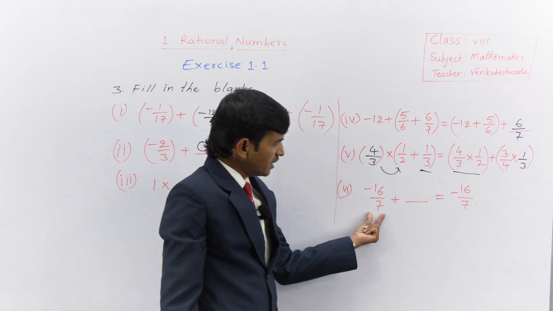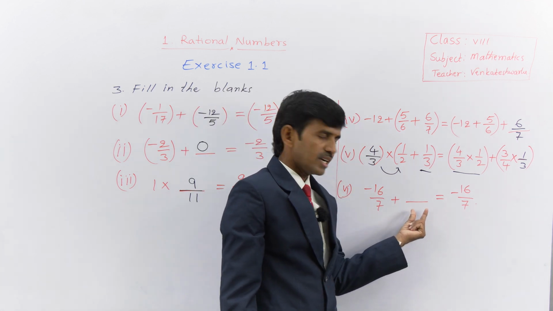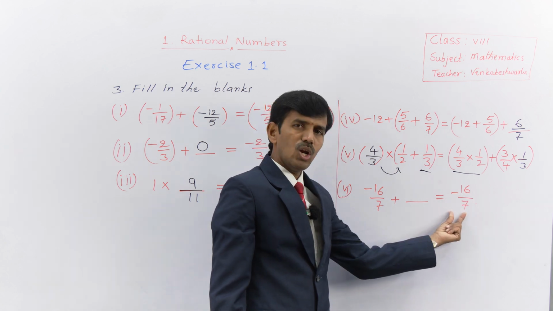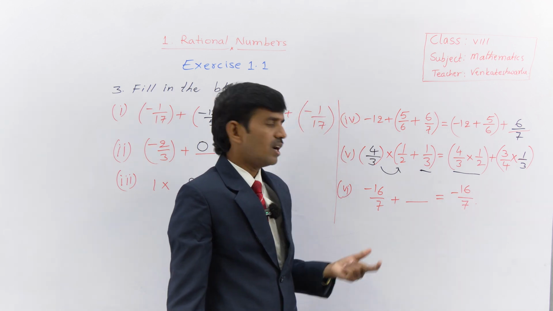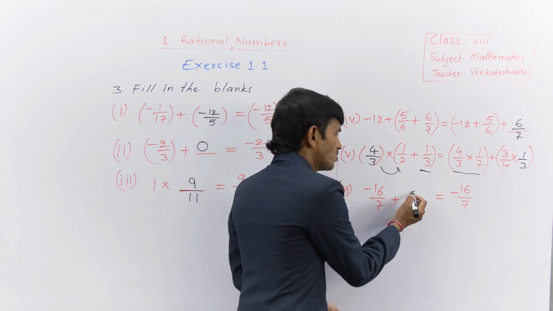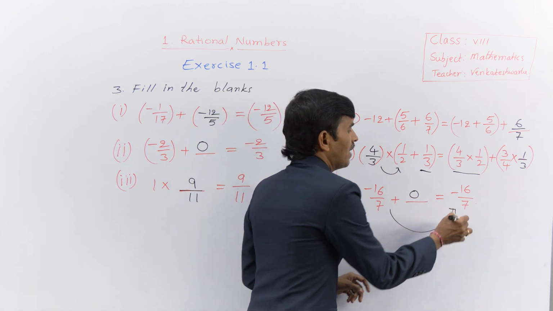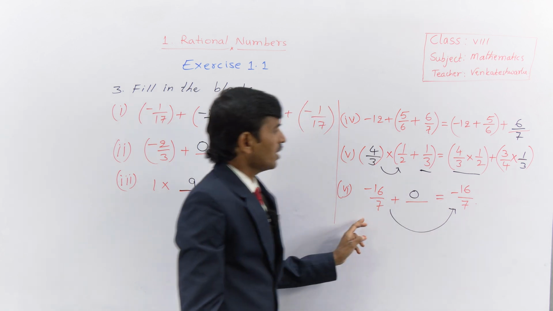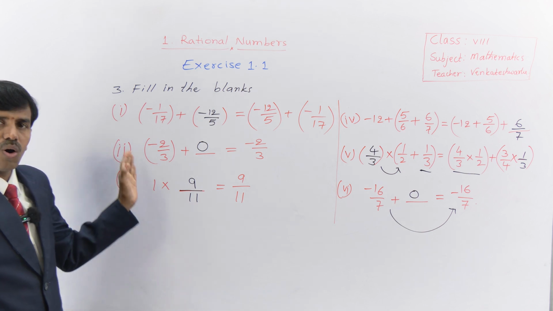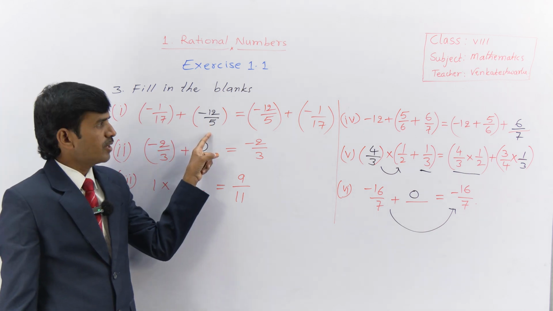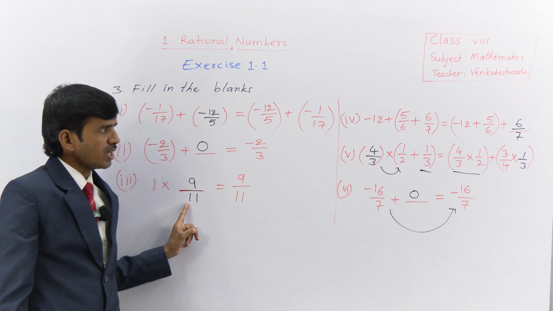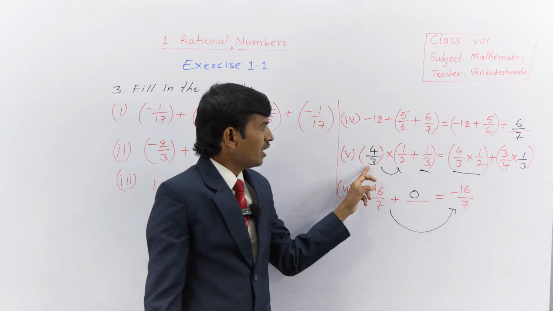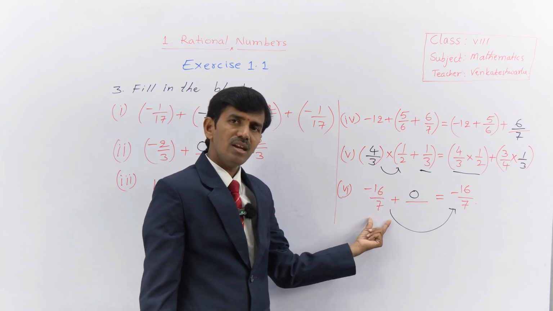Next, in this case, if I add a certain value, we should get the same as minus 16 by 7. In order to get the same value, what is the value to be added? As you know, the additive identity, that is 0, if we add, we will get the same identical value minus 16 by 7. Therefore, the blank is filled up with 0, right? These are the certain blanks. They are all based on what? Here commutative property, here additive identity, here multiplicative identity. Here the associative property is applied. Based on the associative property we filled it. Here distributive law. Here again based on additive identity.